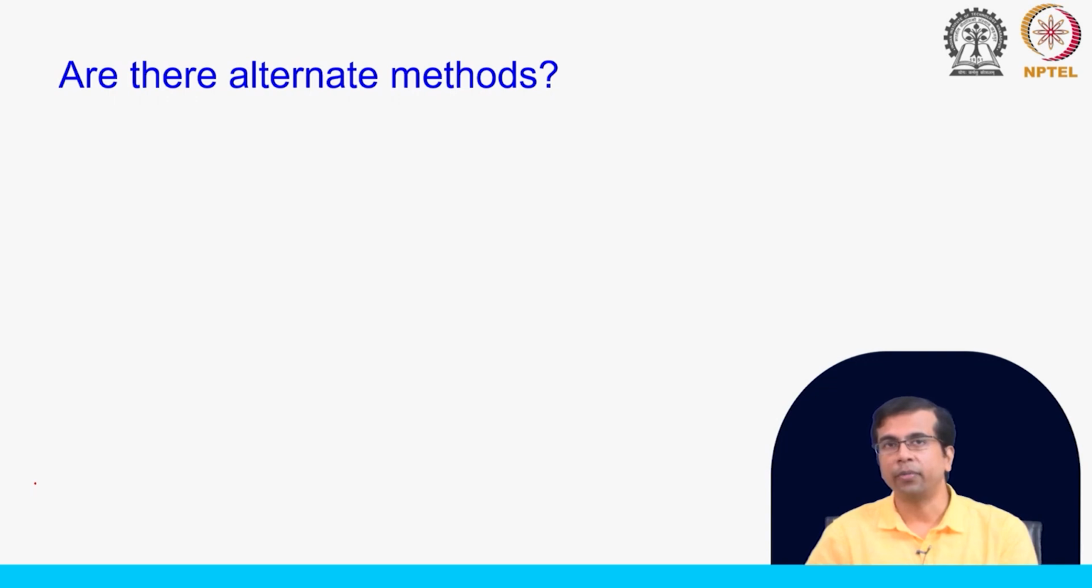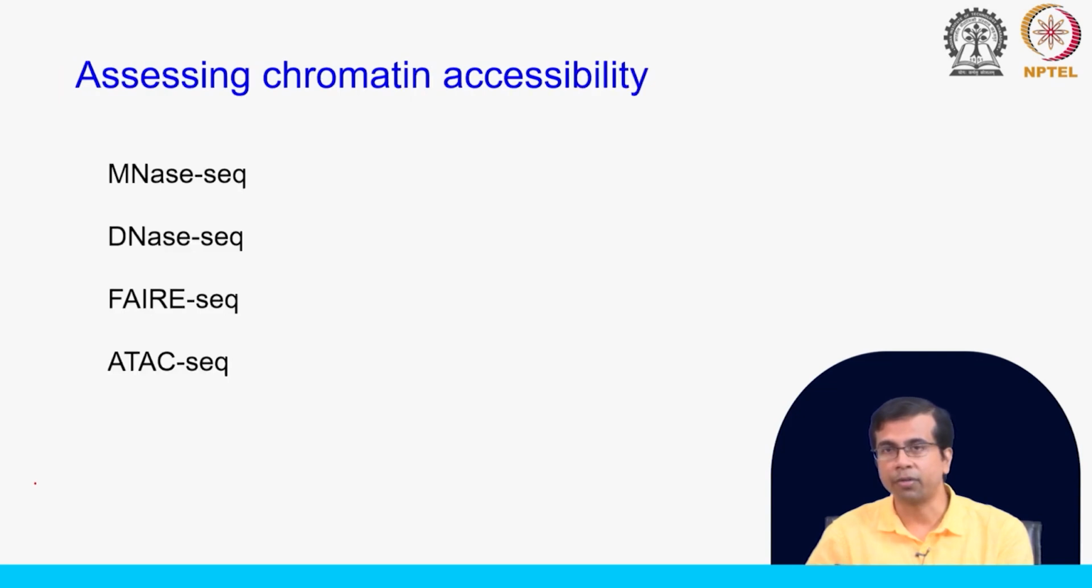So, what can we do about it, right? Can there be alternate methods? We will talk about some methods. These are actually not true alternates, but they can supplement these ChIP experiments. Okay. These methods look at a much broader aspect, right, and they look at chromatin accessibility. These are 4 methods that we will discuss very briefly. The first one is called MNase-seq, the second one is DNase-seq, the third one is FAIRE-seq, and finally, we will talk about ATAC-seq. This is the most recent method for looking at chromatin accessibility.